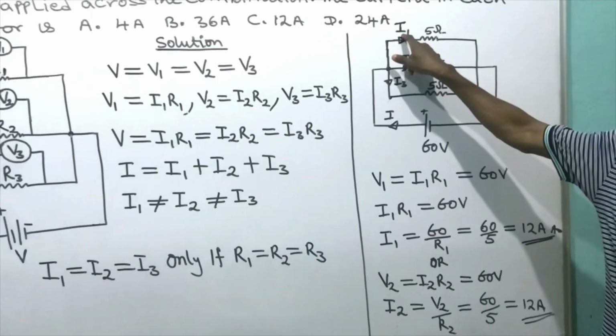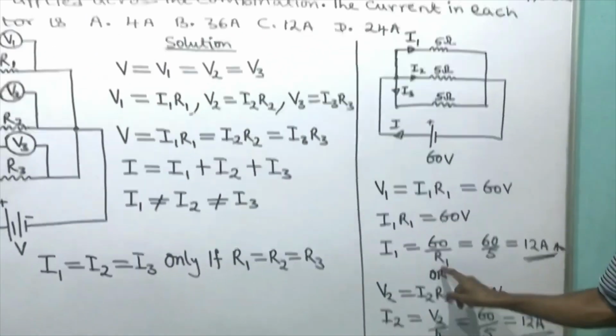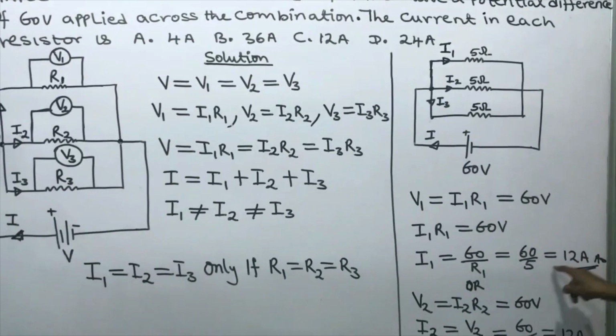And the current which I'm looking for is equal to this voltage divided by R1. And R1 is 5 ohms. It gives me 12.